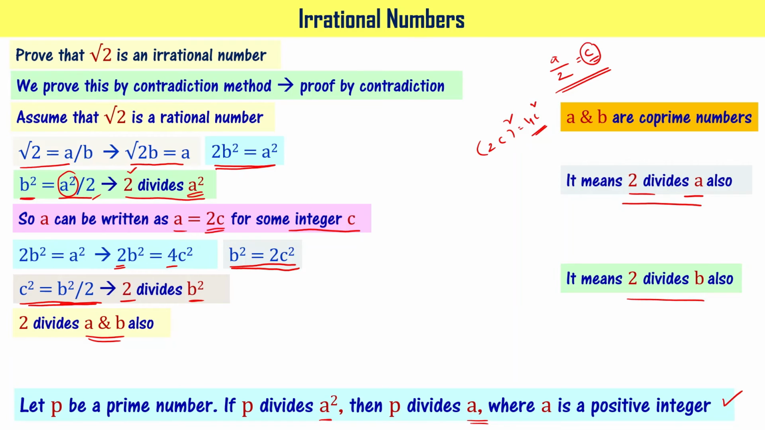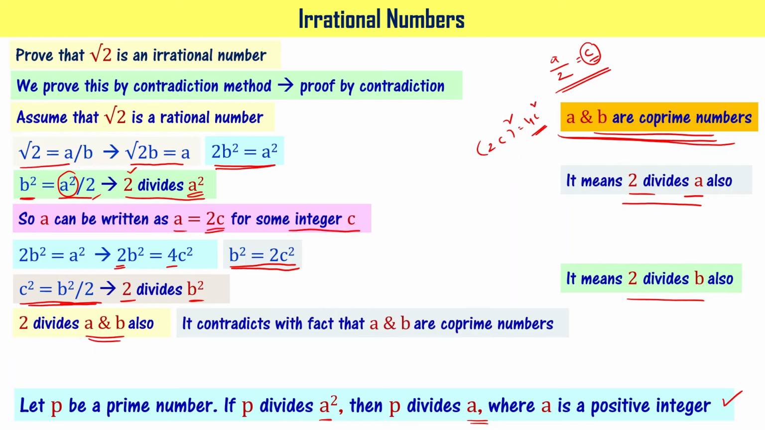But we have said that a and b are co-prime numbers initially, right? Because r and s are divided by a common factor, that is highest common factor. Then we got a and b, which have got only one factor, that is number 1. That's why they are called co-prime numbers. But here we are seeing 2 divides a and b also. It means a and b also have a common factor, that is number 2. That is not possible, right? But we are getting this kind of result for what reason?